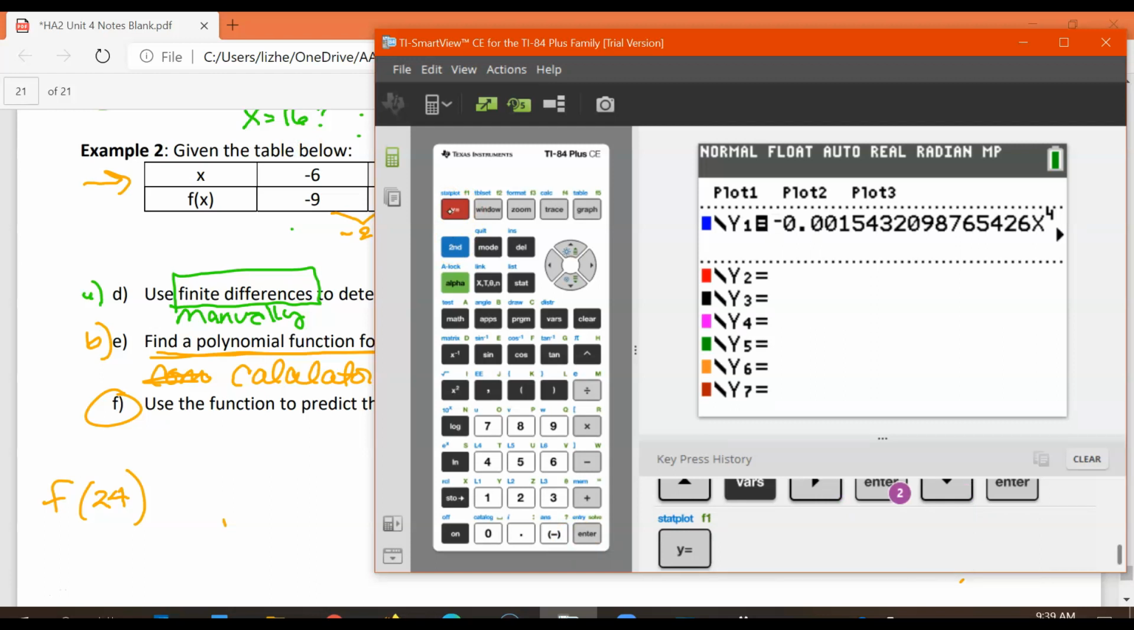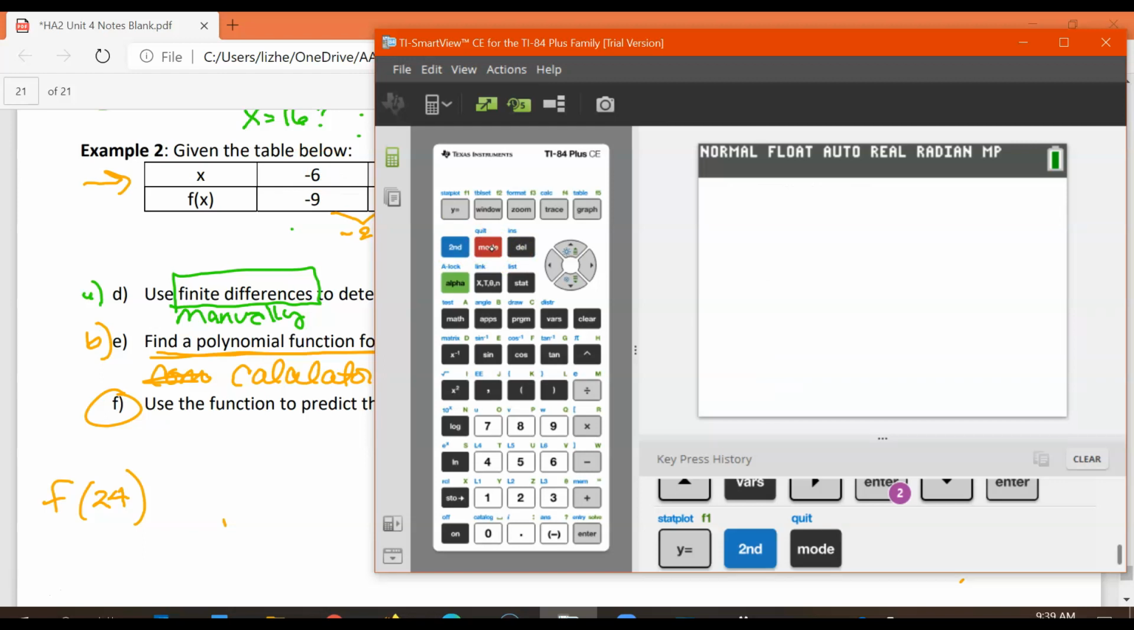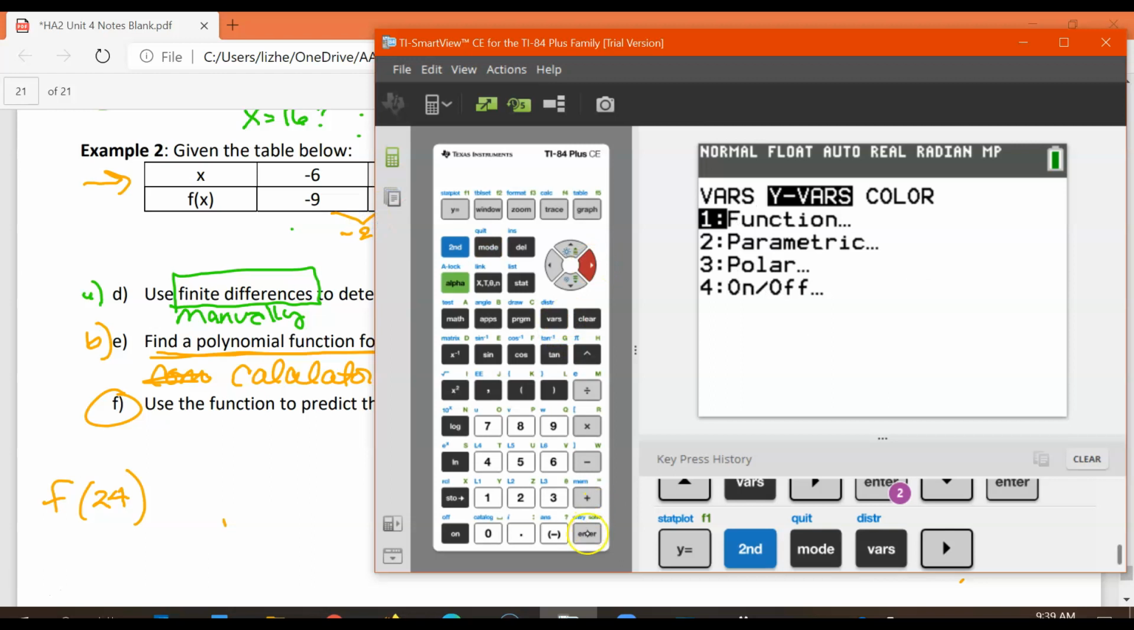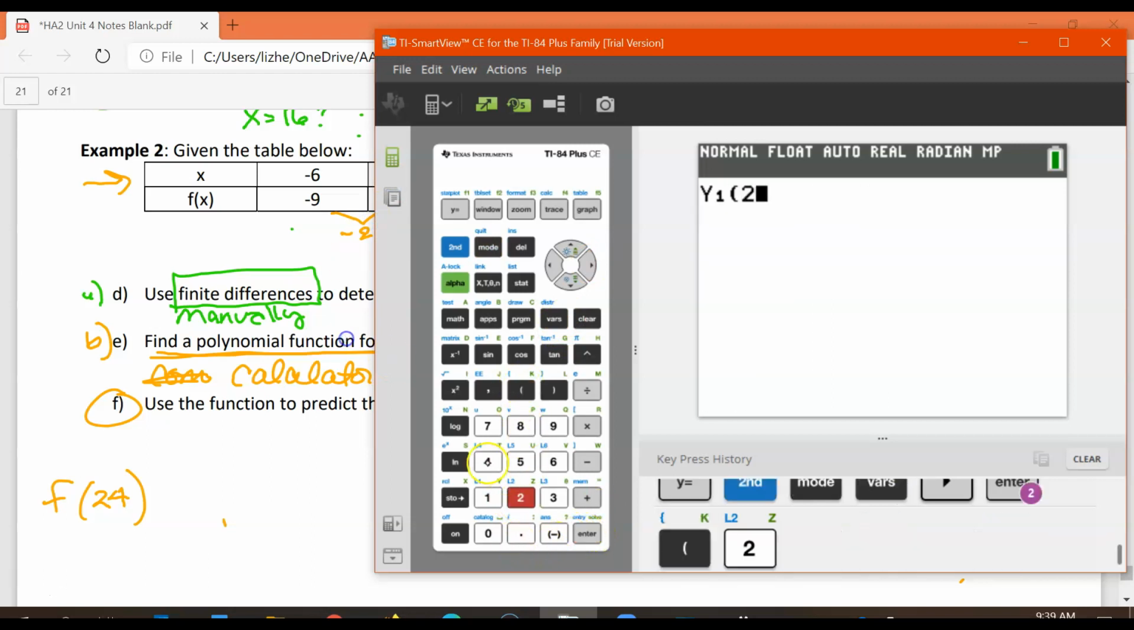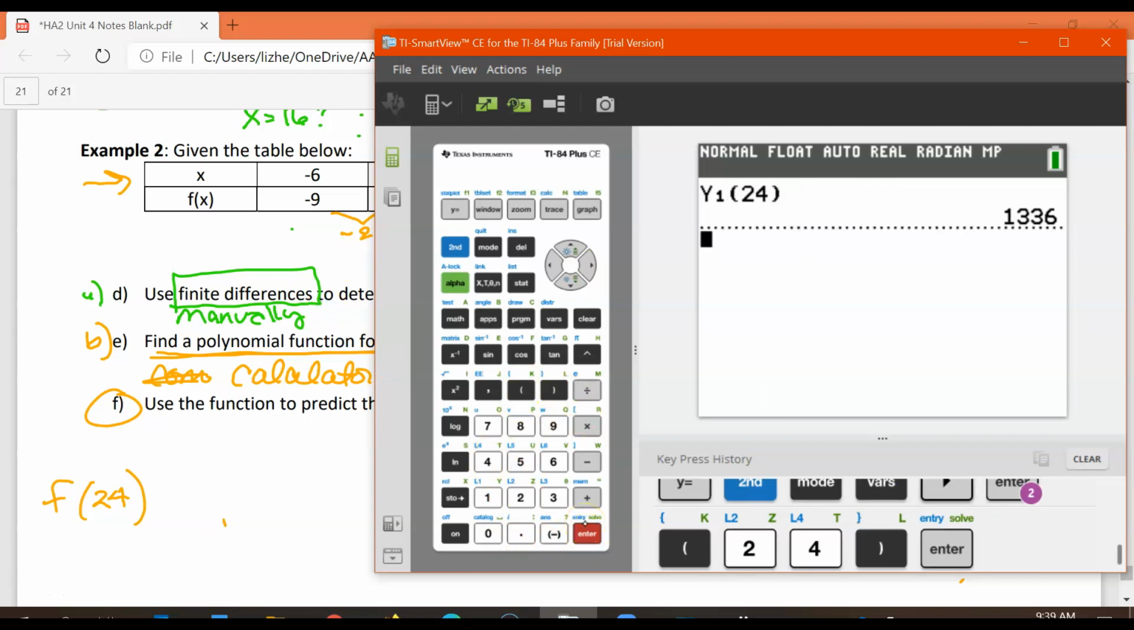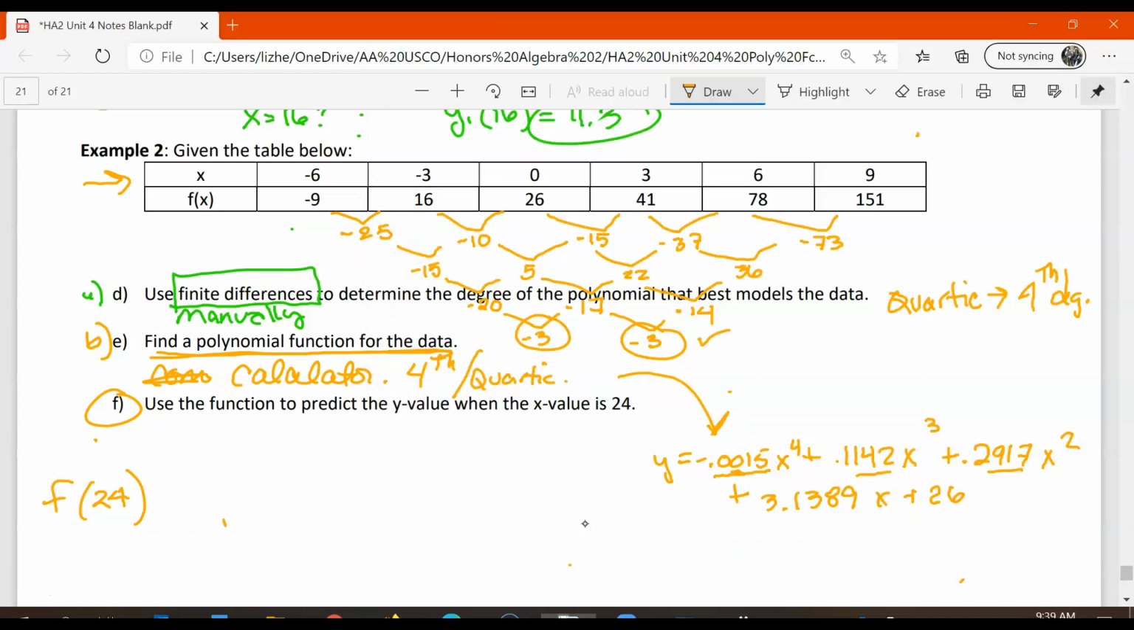All right, and so now to find the value, I'm going to quit this, and starting from a clear screen, I go vars, y vars, function, y1, put my parentheses in. I want to know what the value is at 24. y1 at 24, enter, and I get 1336. And so therefore, back here, use the function to predict the y value when x is 24. So f of 24 is 1336. And there you go. All right.